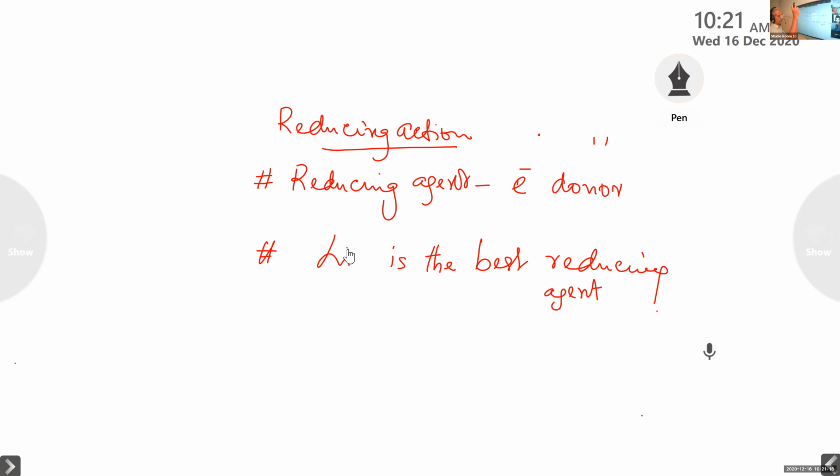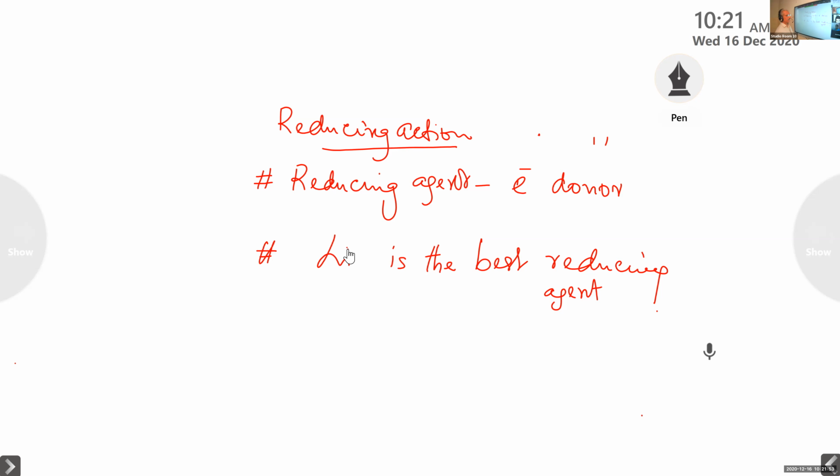Consider the reactivity series. In the reactivity series, you can see lithium is at the topmost position. In the 10th standard, you studied that potassium is the most reactive element. But if we consider the reduction electrode potentials, lithium has the largest negative electrode potential, and so it is the best reducing agent.